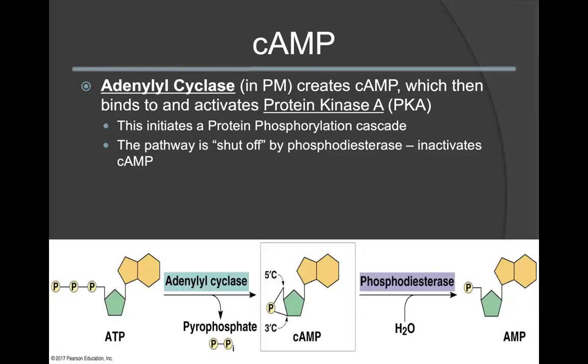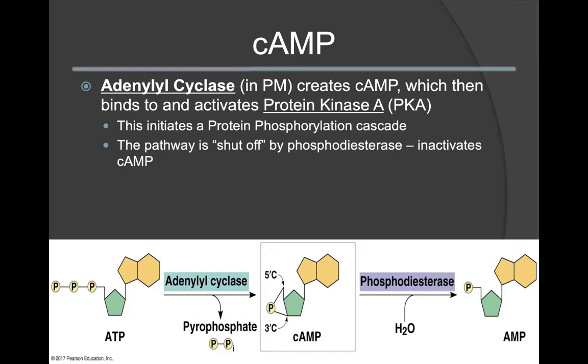We are going to take a look at the role of cyclic AMP as a secondary messenger. Cyclic AMP is produced by a plasma membrane enzyme called adenylyl cyclase. Adenylyl cyclase will take ATP, which is adenosine triphosphate, in the linear form. It will remove two of the phosphate groups, and it will create cyclic AMP, cyclic adenosine monophosphate. Cyclic AMP is an important secondary messenger. One of its main target enzymes is protein kinase A. Protein kinase A, once activated, will begin a protein phosphorylation cascade.